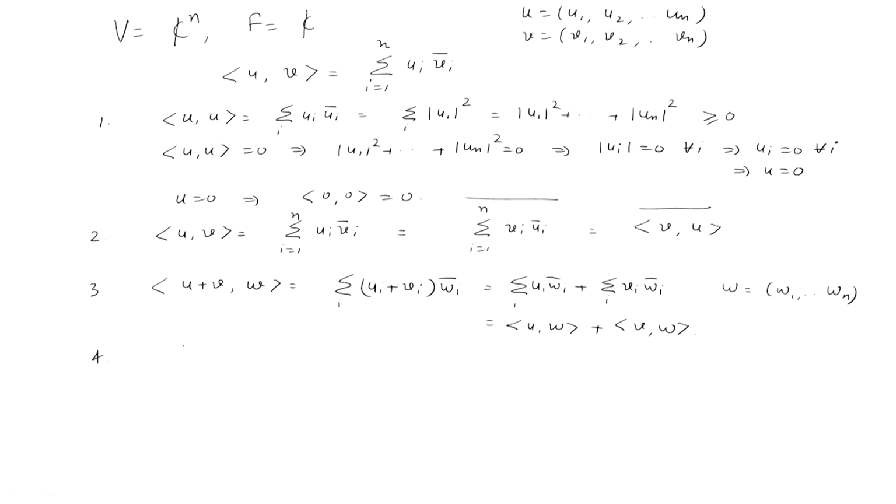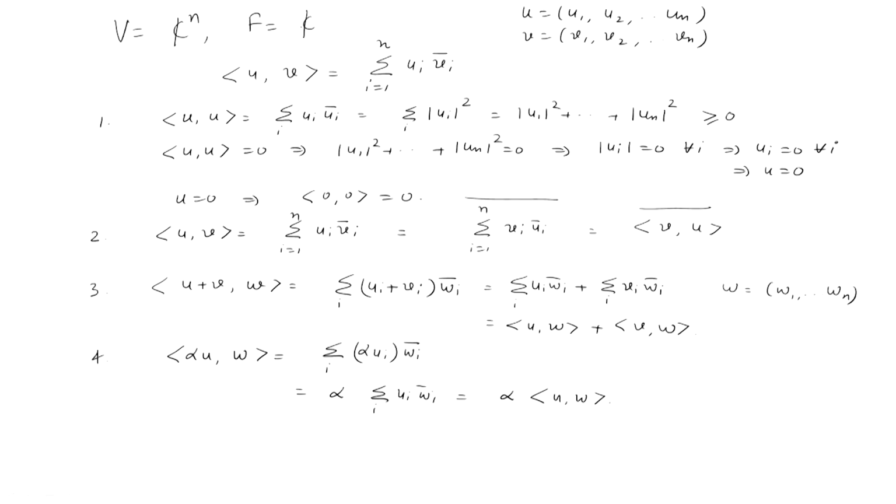The fourth property is the inner product of alpha U and W, which is equal to the summation over i of alpha Ui into Wi bar, which is equal to alpha times the summation over i of Ui Wi bar, which is alpha times the inner product of U and W. So, we have shown all four properties over this definition. That means this defines an inner product over Cn over the complex field.